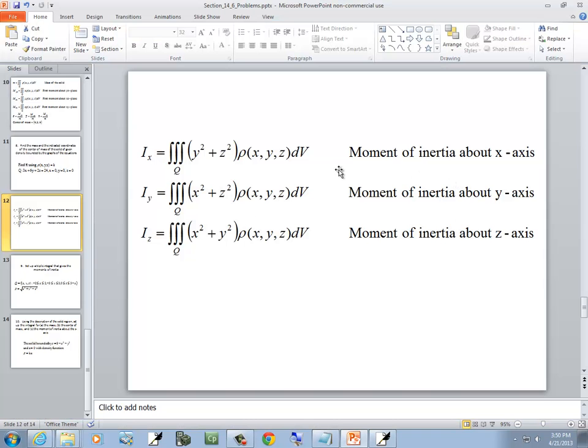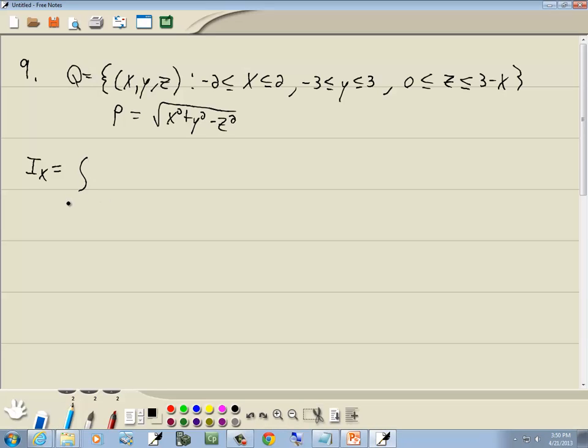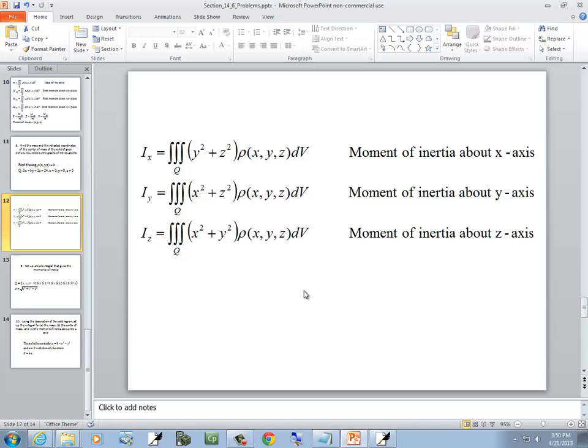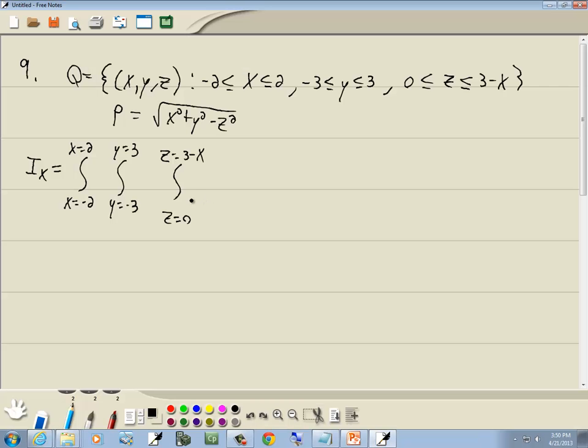So the moment of inertia about the x-axis, we need our setup here. So this will be x equals -2 to x equals 2. Y will be y equals -3 to y equals 3. And z will go from z equals 0 to z equals 3 minus x. And then we need y squared plus z squared. So we've got y squared plus z squared. And then rho, which will be the square root of x squared plus y squared minus z squared, dz, dy, dx.